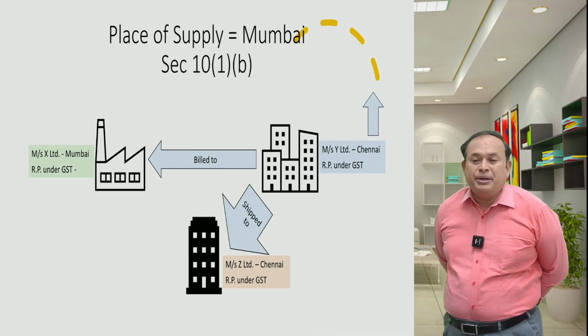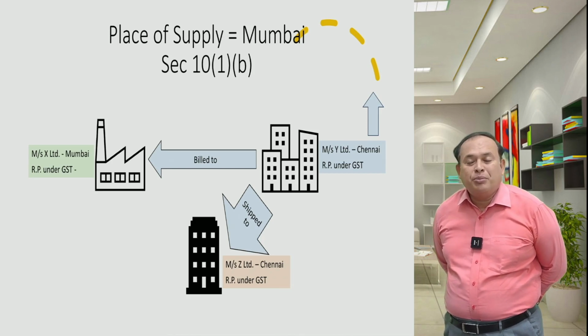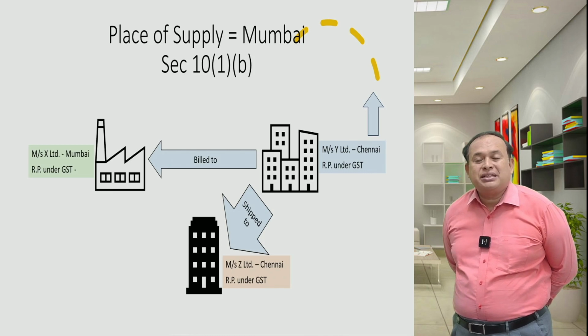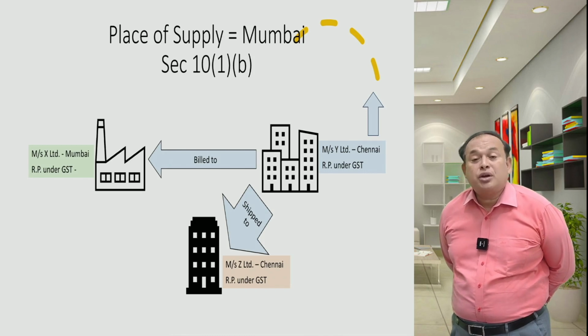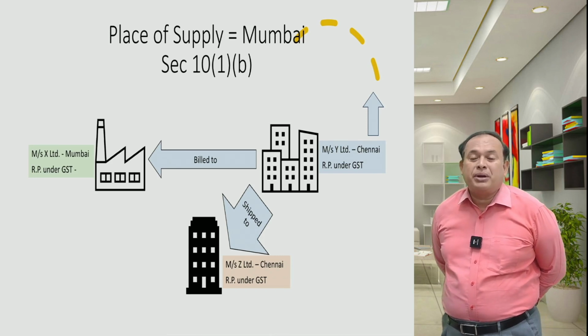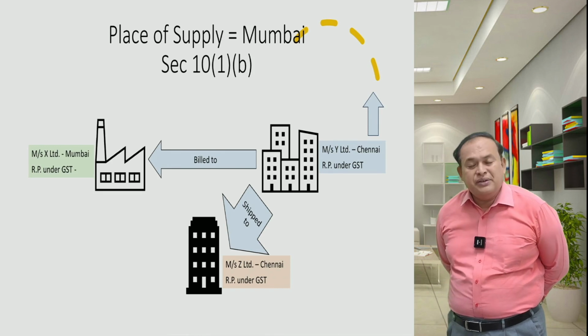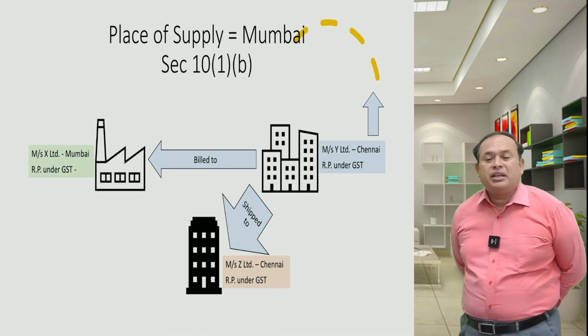Location of supplier Y Limited. Where is it located? In Chennai. Place of supply goes to where? Mumbai, Maharashtra. It is as per section 10, as per section 7, subsection 1. Location of supplier in Tamil Nadu, the place of supply in Maharashtra, subject to section 10, is an interstate supply, and liable to pay IGST in the given case.